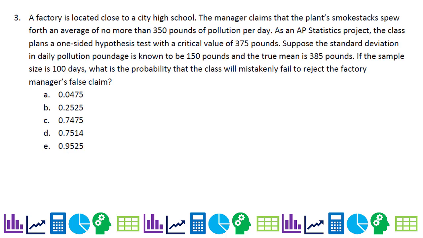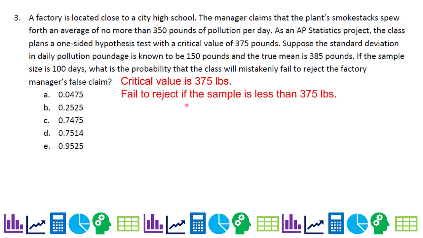All right. Number 3, a factory is located close to a city high school. The manager claims that the plant smokestacks spew forth an average of no more than 350 pounds of pollution per day. As an AP statistics project, the class plans a one-sided hypothesis test with a critical value of 375 pounds. So they're telling you where they're going to make up their mind. If it's 375 or more, they're going to reject this null. If it is less than 375, they will fail to reject and they'll accept what the factory is saying. Well, we never accept, but anyways.